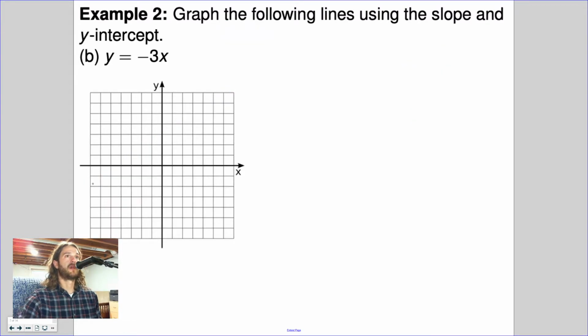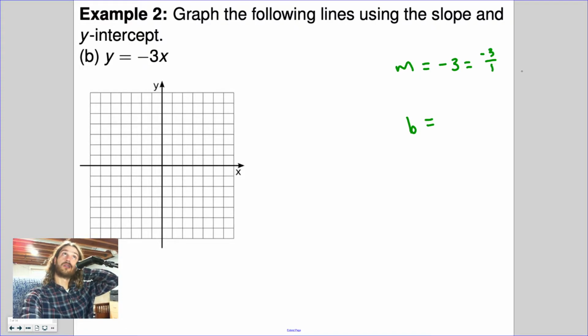Let's do another one. Okay, start by identifying m and b. M is equal to, b is equal to. Okay, m is whatever the coefficient of x is. In this case, that's negative 3, and we can write that as a fraction as negative 3 over 1. And b is whatever we're adding. Well, we're not adding anything, so we can stick on a plus 0 here, right? And b is equal to 0. You don't have to. You just recognize that we're not adding anything, so b is 0, which means it crosses at the origin. You always start with the y-intercept first.